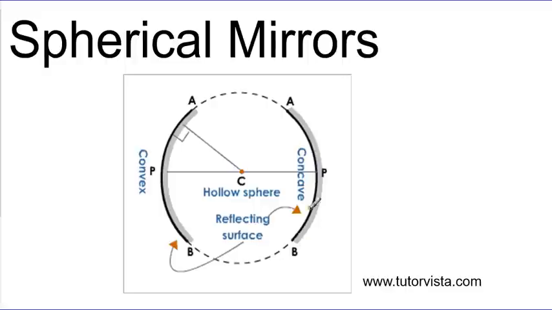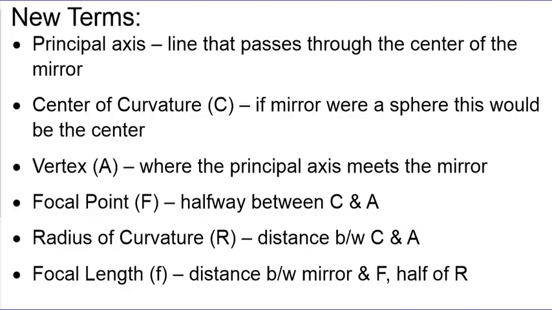And so these mirrors are going to have a curve to them, and we can describe the curvature in terms of the center, there's going to be a focal point, the radius, and what we call the vertex. And so those will be some of our new terms. The principal axis is going to be the line that we are going to be placing our object on.